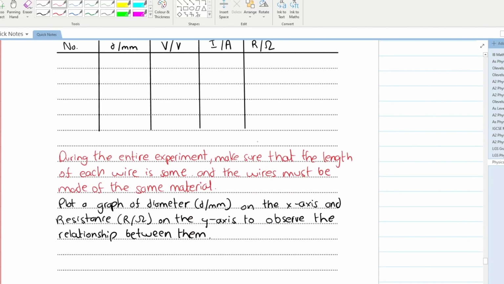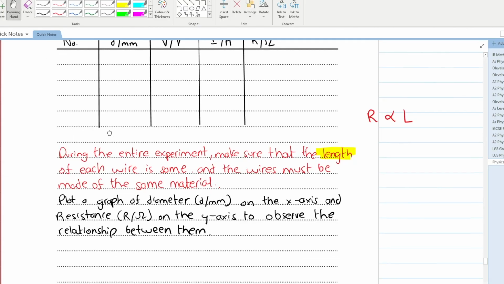During this entire experiment, you have to make sure that the length of each wire is the same. Why? Because resistance is affected by length. Resistance is directly proportional to length. If you vary the length, the resistance of the wires will vary. Secondly, your wires must be of the same material. All the 6 wires must either be of copper, lead, silver, whatever the material is, but the material for each wire must be the same. Last but not the least, what should you do?